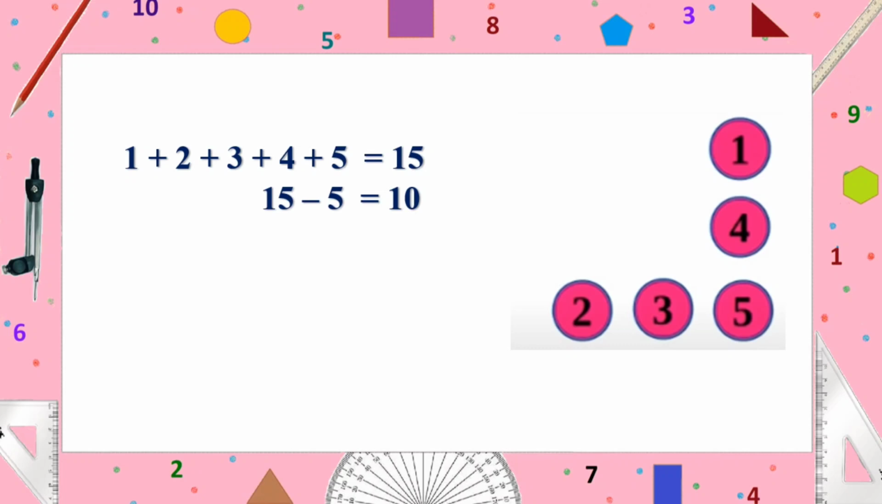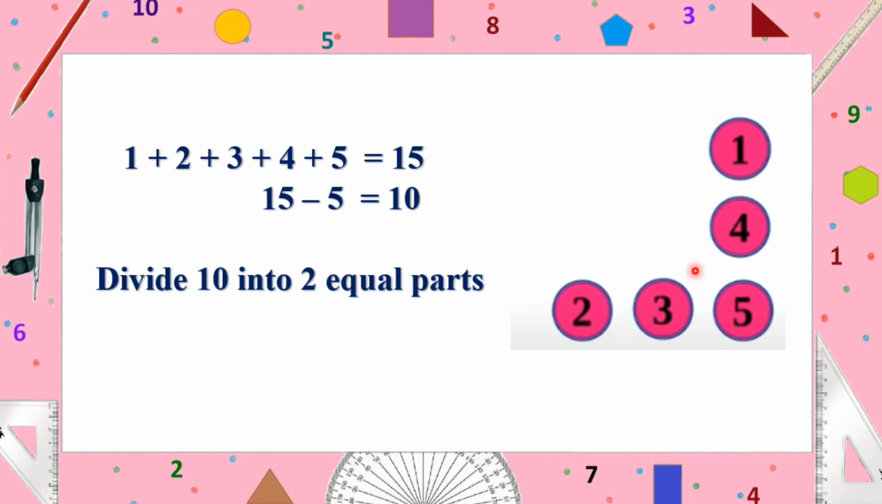She divided this 10 into 2 equal parts and arranged it into both sides. When we divide 10 into 2 equal parts, we will get 5. So, we can arrange this 5 on 2 sides. Okay, here 5 is divided as 1 and 4 and on the left side the 5 is divided as 2 and 3.